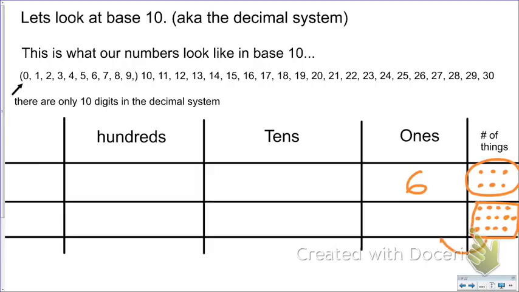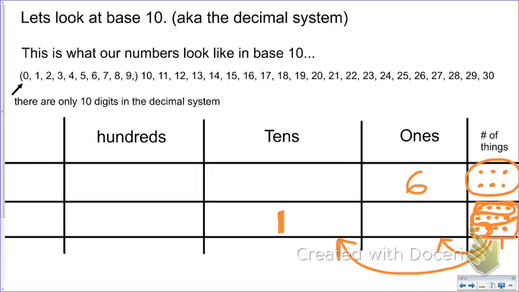Because I've got more than 10 groups of 1s. So how many groups of 10s? Let's go out here first. And I say, well, I've got 4, 8, right here. I've got one group of 10. I've got a group of 10 right here.